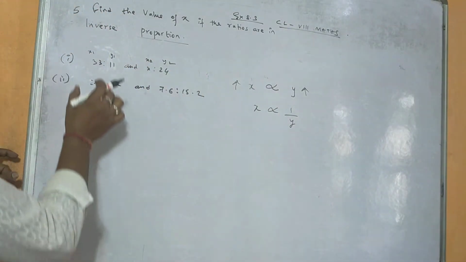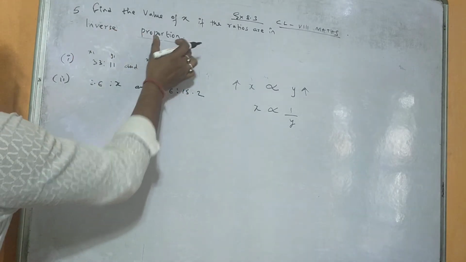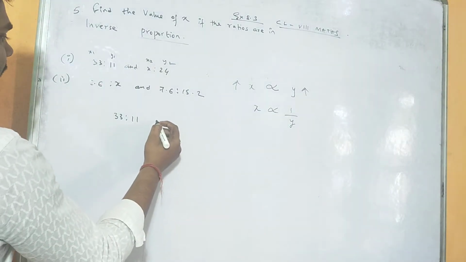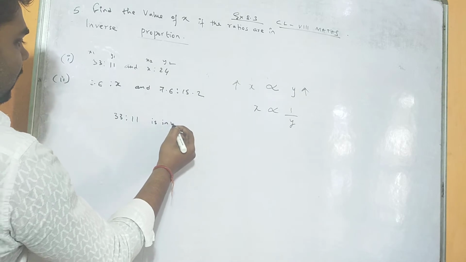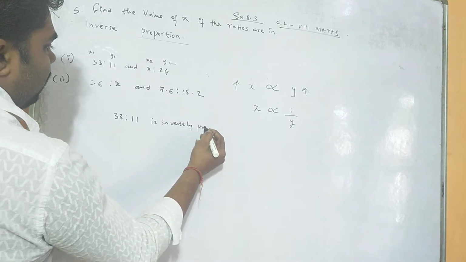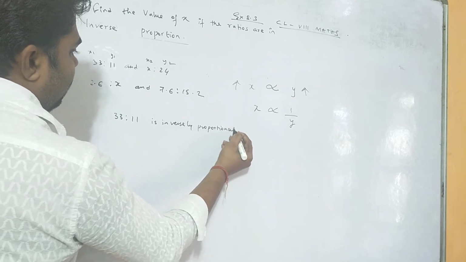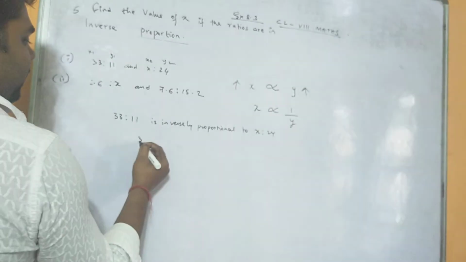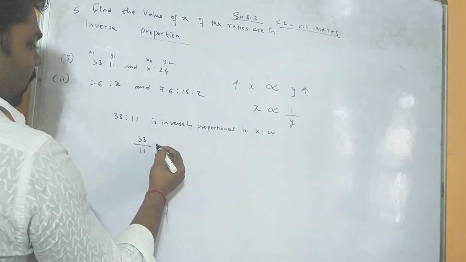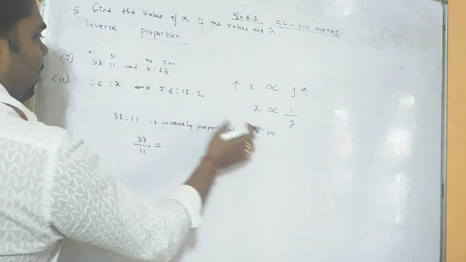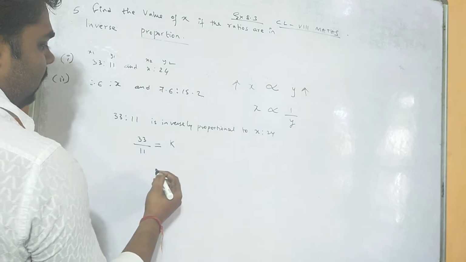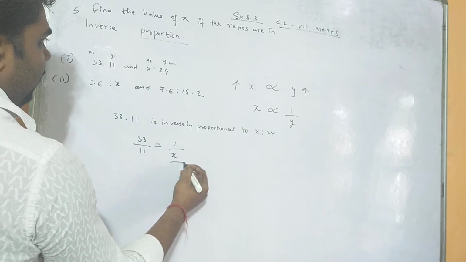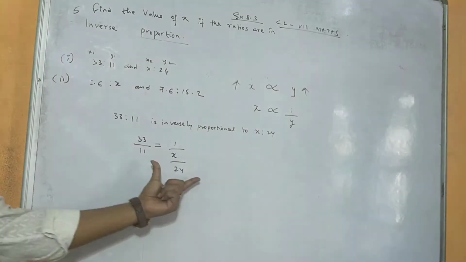Like for example, I will consider these and these are in inverse proportion. That means 33 is to 11 is inversely proportional to x is to 24. Okay, inversely proportional. So 33 is to 11 can be written as what? 33 by 11 equals, inversely proportional, this can be written as k, or you can write 1 by x by 24. This is the meaning of inversely proportional.